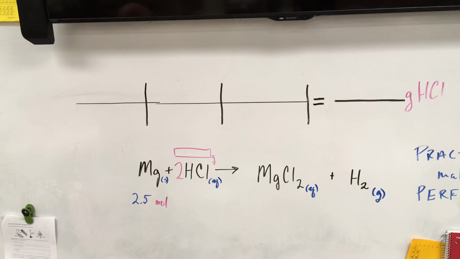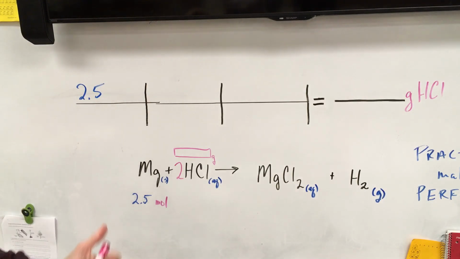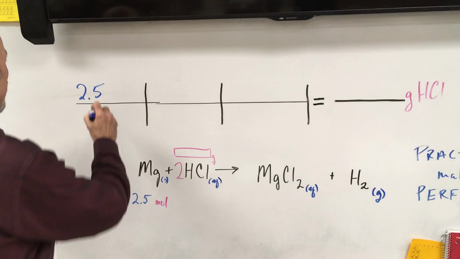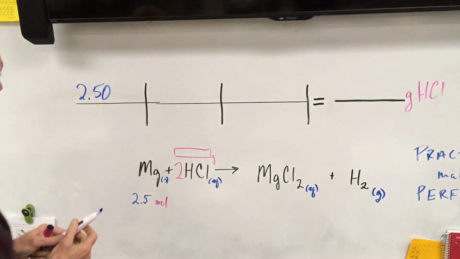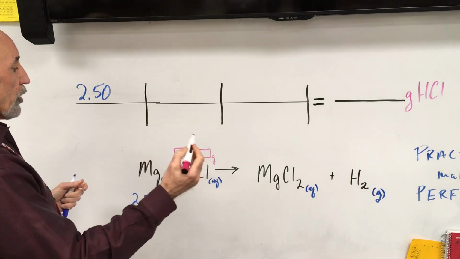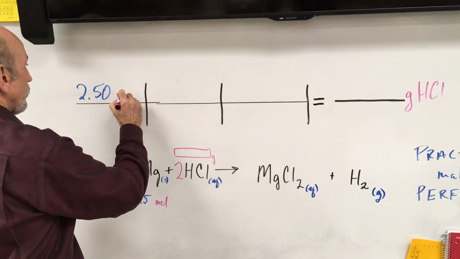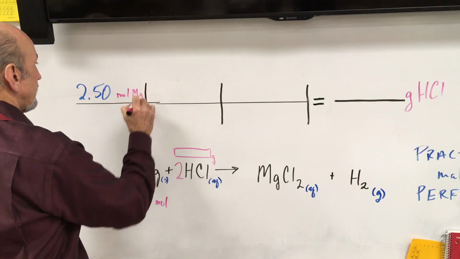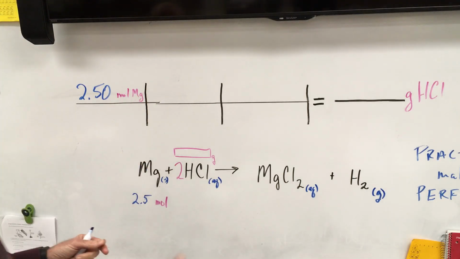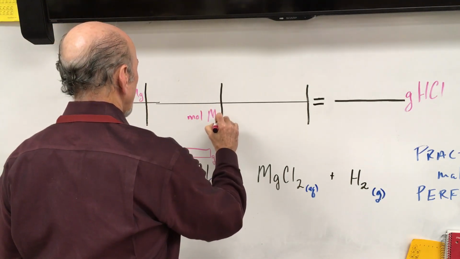So 2.5 moles of magnesium. Now, did they give us 2.50? Yes, they did. That's going to be important at the end. So 2.50 moles of magnesium. Let's put the unit there. And once again, if you don't put the unit, the word magnesium, then you won't be able to follow it across. So moles Mg. Okay, automatically, that's going down here. Moles of Mg.